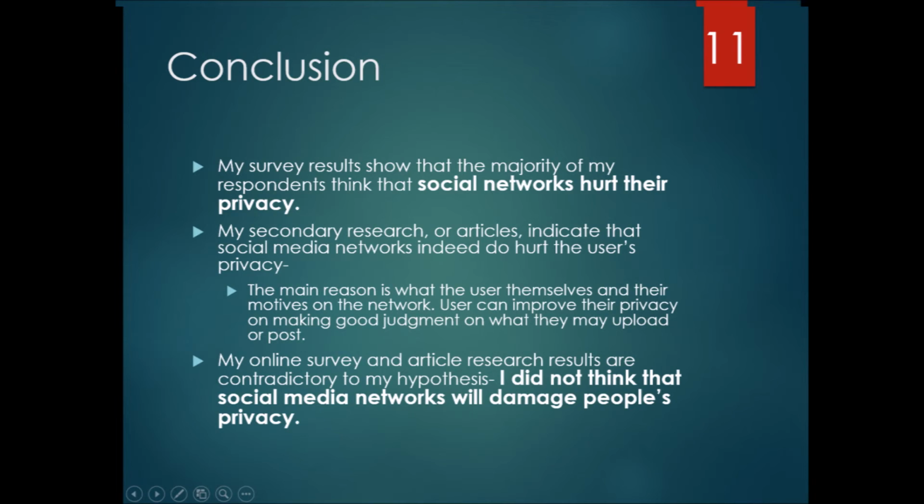If I could redo this project, I would probably change my survey to more fit my articles because I was caught off guard that the articles go in depth about how the network was the host of these problems and not the problem itself. However, in the end, the results were contradictory to my hypothesis. I did not think that social media networks would damage people's privacy, but they indeed do because other users on these networks will still attempt to steal information relating back to the social media network itself.